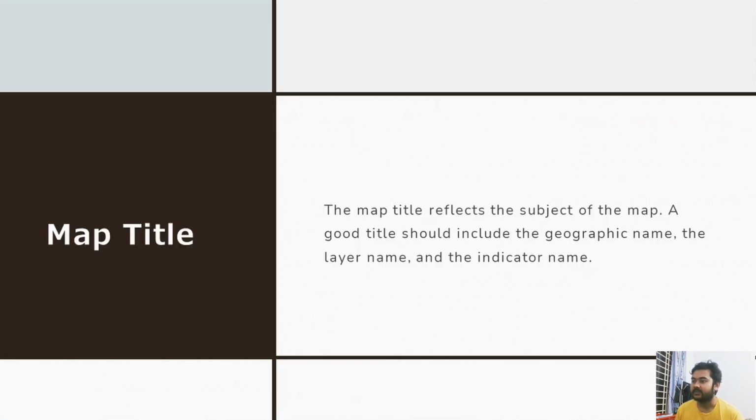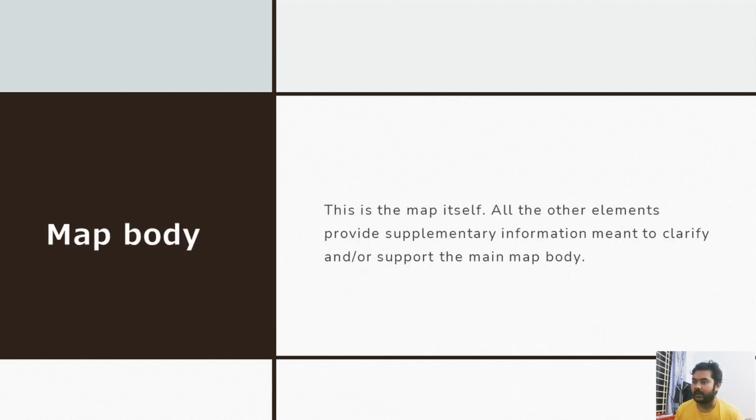The map title reflects the subject of the map. It is important to include because it tells us what things we may be able to know about the map. The topic of the map is shown by the map title. Map body is the map itself. Other elements provide supplementary info to understand the map body.